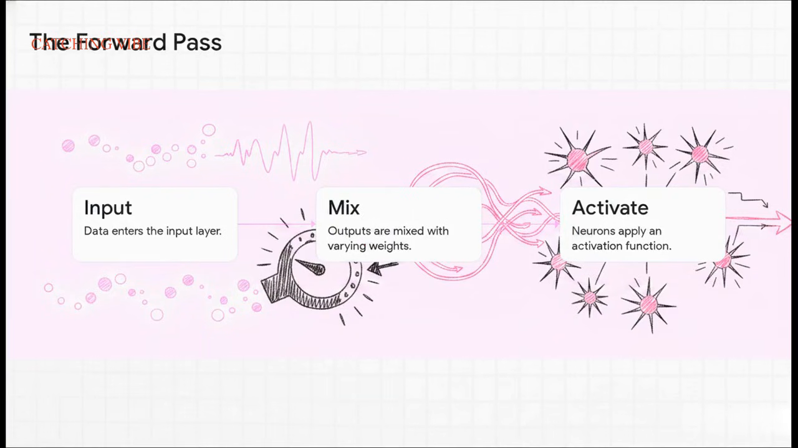If we follow the journey of a single signal, we can actually map out this forward pass step by step. Step 1, data enters the input layer. Step 2, those outputs are mixed with varying weights, so that volume dial gets adjusted. And step 3, the neurons apply what's called an activation function. This function basically decides whether the neuron should fire and pass the signal along to the next layer. It's this continuous, rapid-fire chain reaction of data entering, getting scaled by weights, and triggering the next neuron.